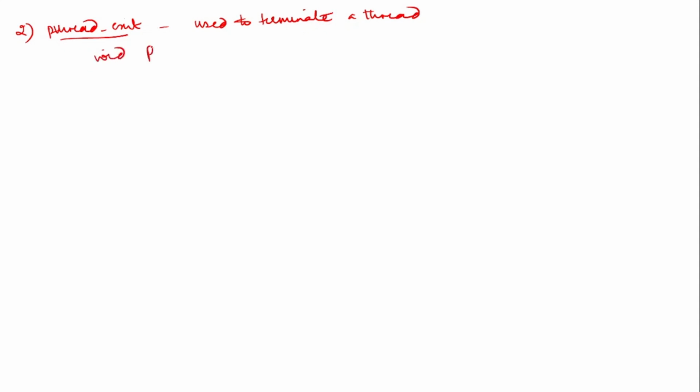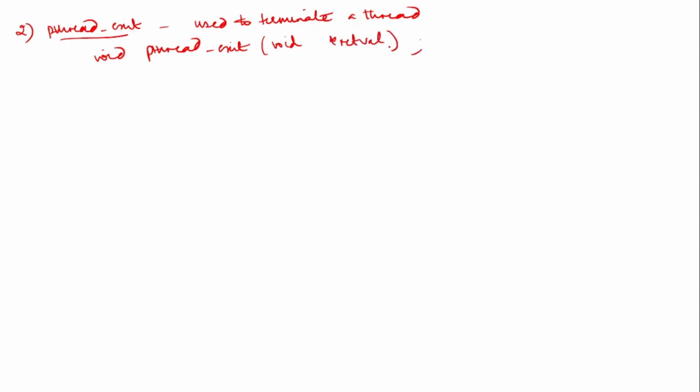Now let's look at the second function. The second function here is pthread_exit. So what does the pthread_exit function do? Again, this function is basically used to terminate the thread. As the name itself implies, it is used to terminate the thread. And the structure of this particular function is like this.